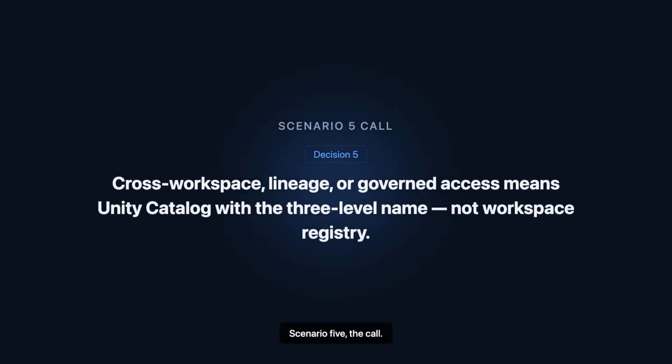Scenario 5. The call. Cross-workspace sharing, lineage requirements, or governed access, any of those words in the ticket point to Unity Catalog with the 3-level name. Datadino registers under prod.fossilrag.fossilchatbot, and that's the same shape every governed model lands in.